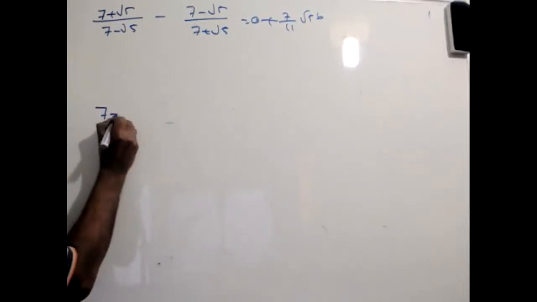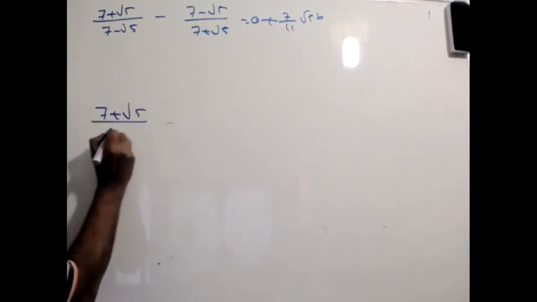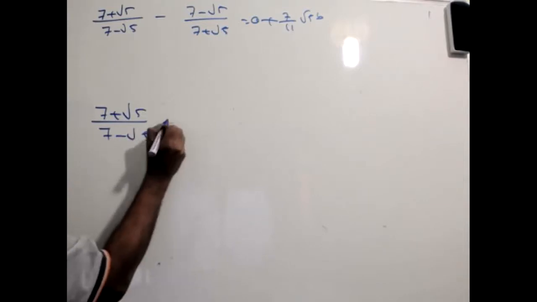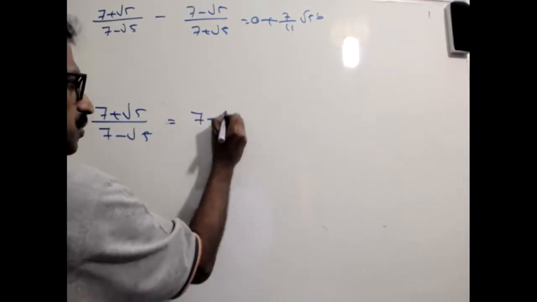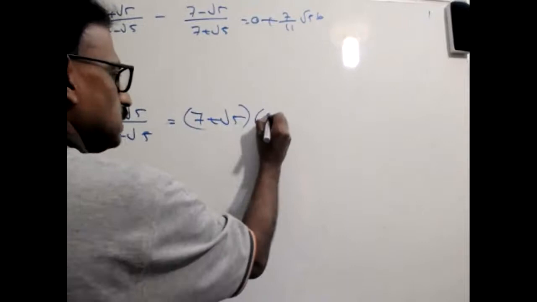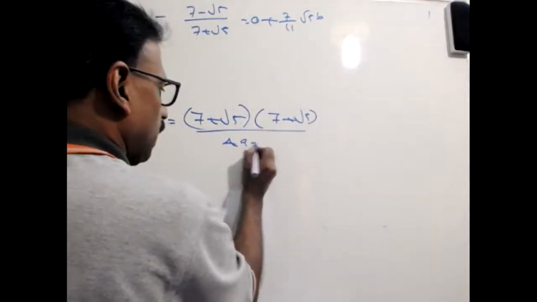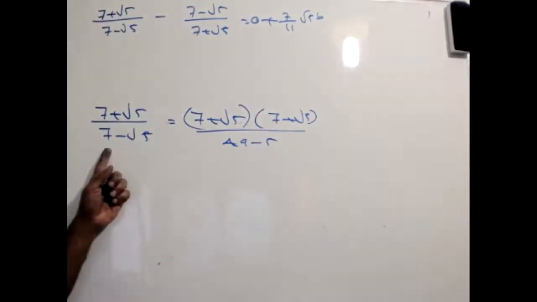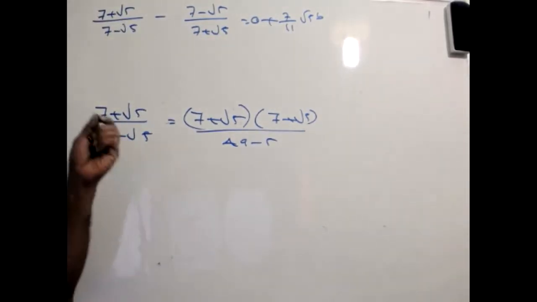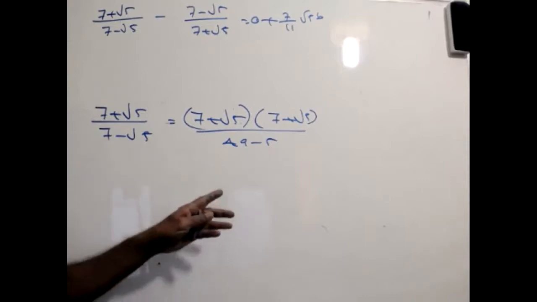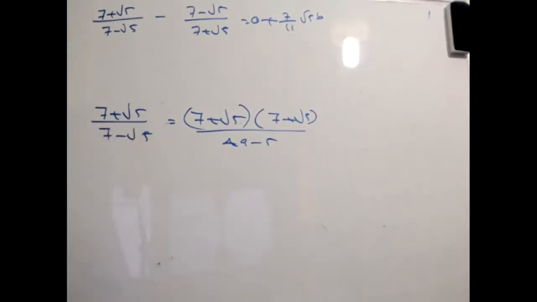7 plus root 5 divided by 7 minus root 5. What is that? 7 plus root 5 into 7 plus root 5 divided by 49 minus 5. Agree or not? 7 square minus root 5 square, that is 49 minus 5.